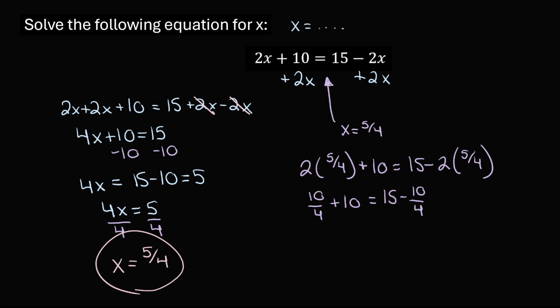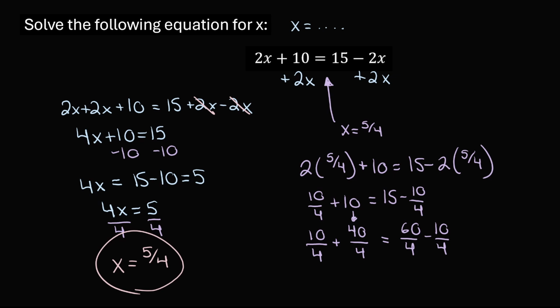Now, let's see if these things are the same on both sides. In order to combine fractions with whole numbers, we need to have a common denominator. We'll talk about this in a later video, but if we want a denominator of 4, we multiply 10 by 4 to get 40, because 40 divided by 4 is just 10. So that's the same thing as saying 10. And we're going to do the same thing for 15. If we take 15 times 4, you'll get 60. 60 fourths minus 10 fourths.